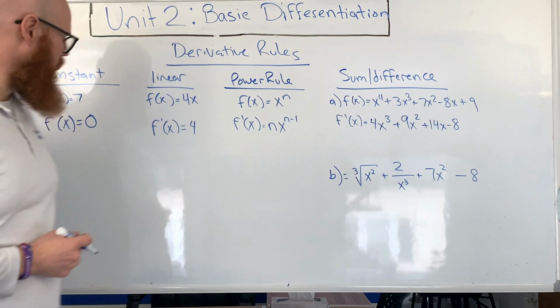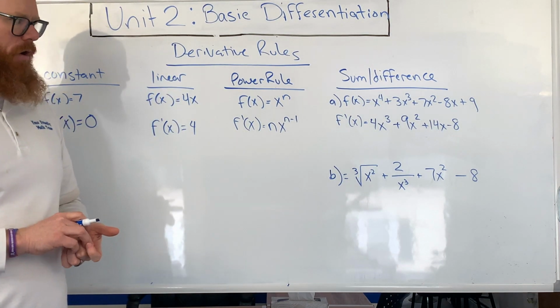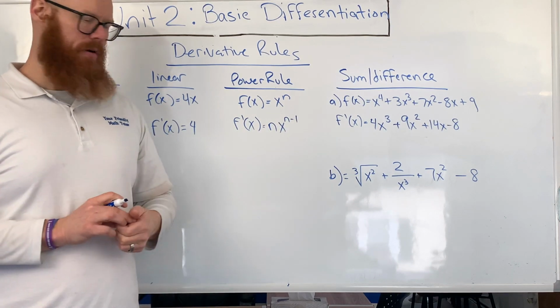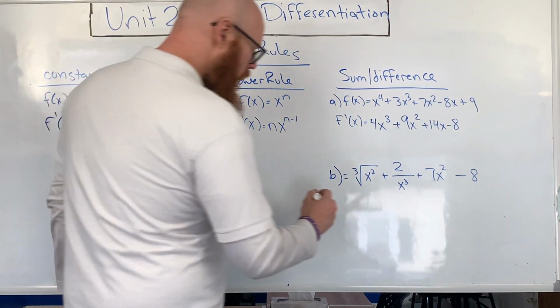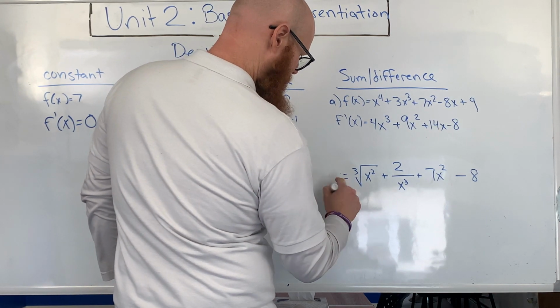Now I end with a constant. Well, the derivative of a constant is 0. I don't have to write plus 0. So this ends up being the derivative. Here, well, I just wrote equals. This should be f of x.